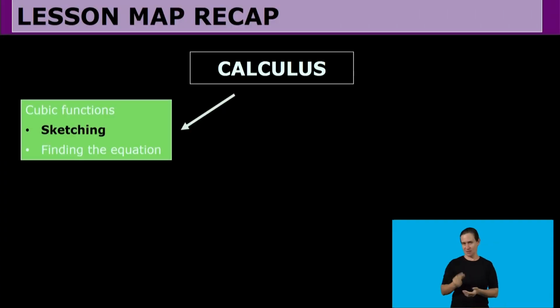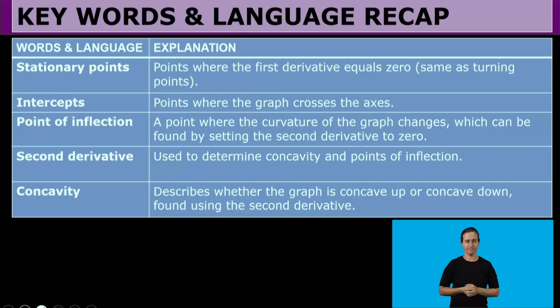Okay? And let's move on and remind ourselves about some of the key words that we already learned, hopefully well before we watched this. Stationary points: that's the point where the graph turns. It's where the first derivative is equal to 0. Intercepts: that's where the graph crosses the axes. So you get x-intercepts and y-intercepts.